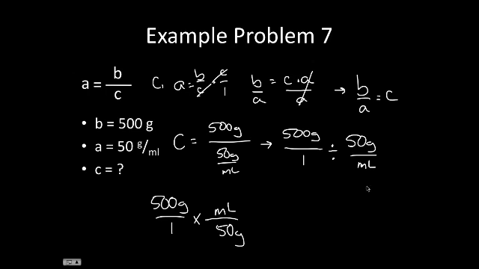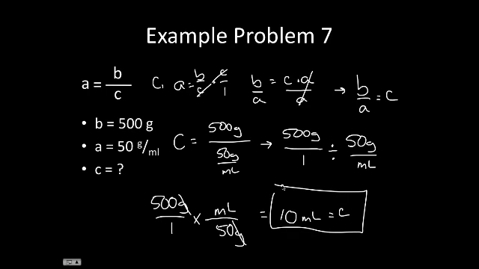And now look what happens. All I did was take this and I flipped it and I moved it over to multiply it. Boom, the grams cancel out. And then by the time you are all done, you have 500 divided by 50, and you're going to get 10 milliliters equals C. This is as tricky as these problems can get. If you need some more practice with it, there's a couple more coming up.